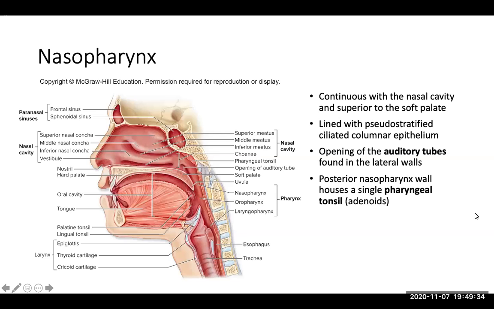The nasopharynx is continuous with the nasal cavity, and superior to the soft palate. It's lined with that same pseudostratified ciliated columnar epithelium that we see throughout your respiratory tract. The opening of your auditory tubes is found in its lateral walls, and those auditory tubes, if you remember, open up to the middle ear, that air-filled space where your ossicles are. And then the posterior nasopharynx wall will house a single pharyngeal tonsil, and those are the adenoids.